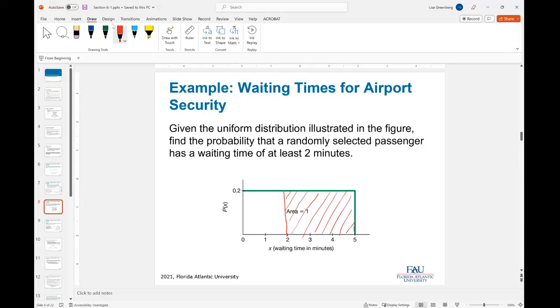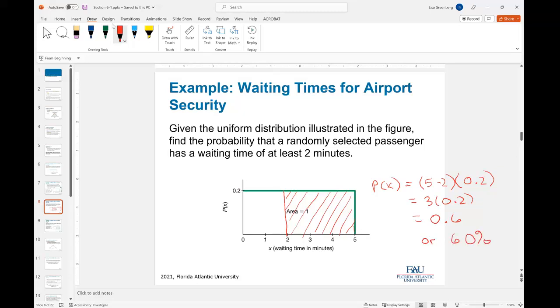So if I want to find the probability, I multiply the base, which is 5 minus 2, times the height, which is 0.2. So this is 3 times 0.2, which is equal to 0.6. Or you can say 60%.